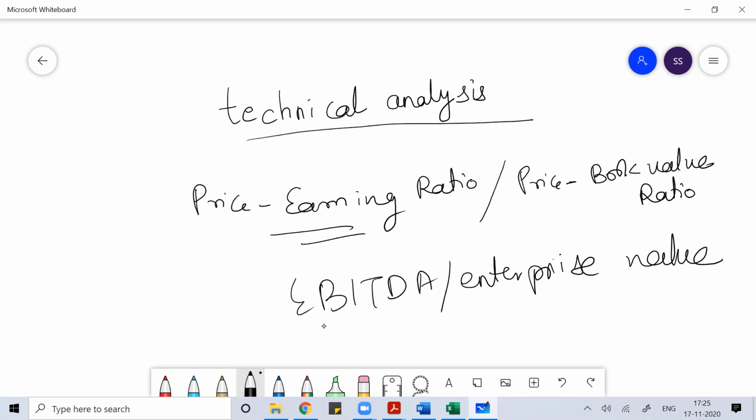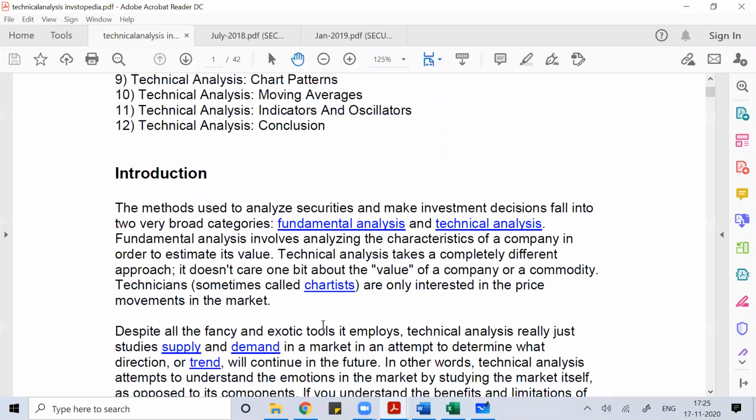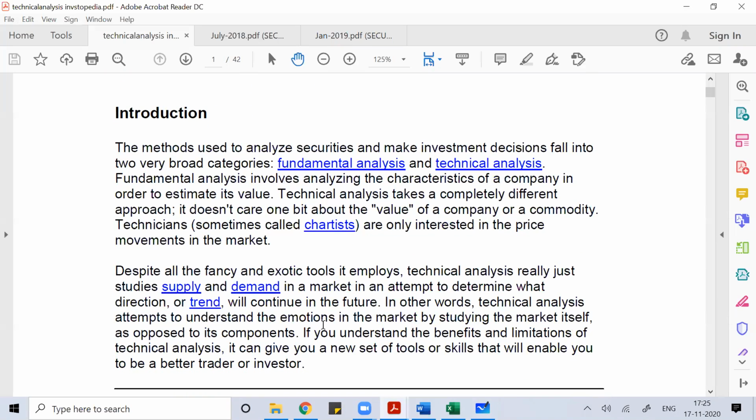Going further than fundamental analysis, we talk about technical analysis. So this is what technical analysis is all about.